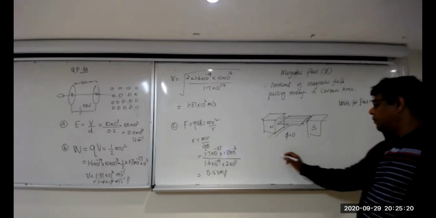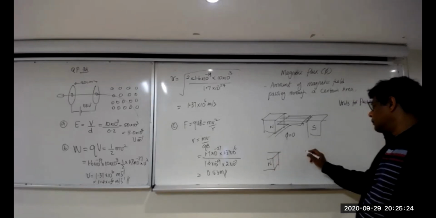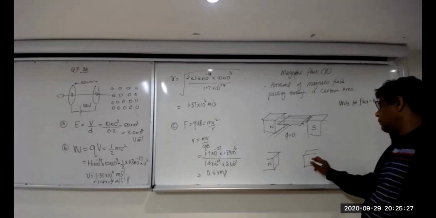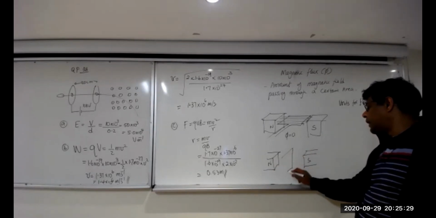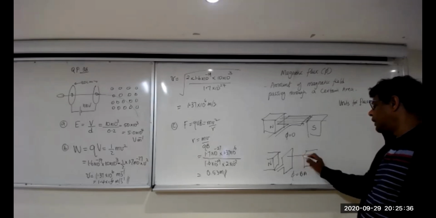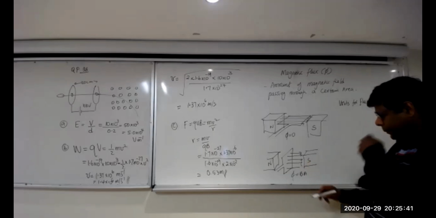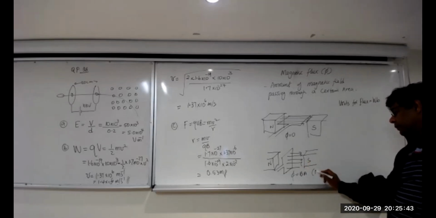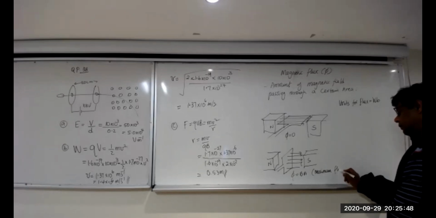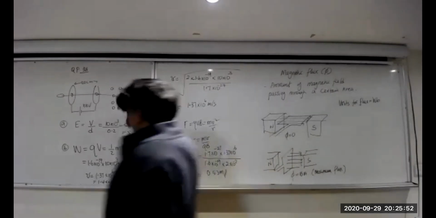Okay, so you get the maximum flux when it's vertical, because the field lines are nicely linking through that area. Now we talk about Faraday's law.